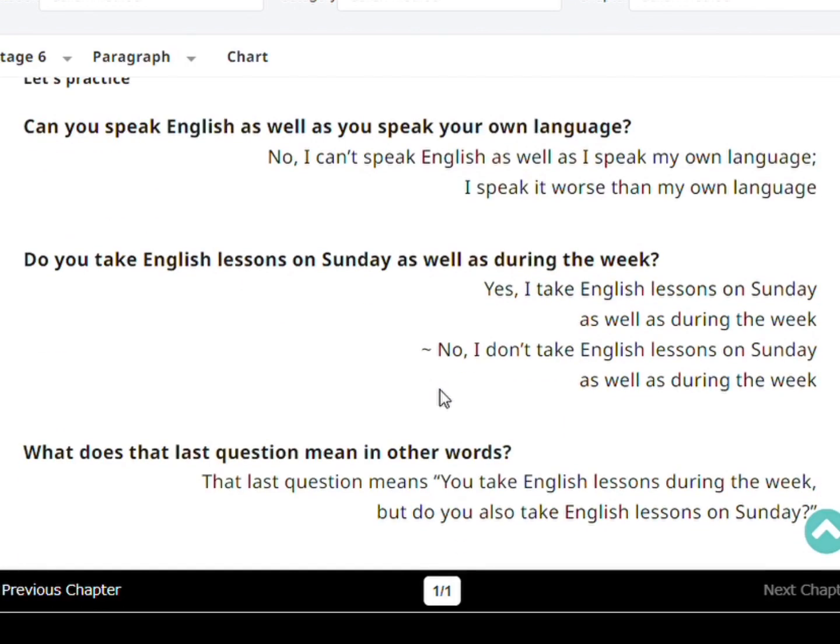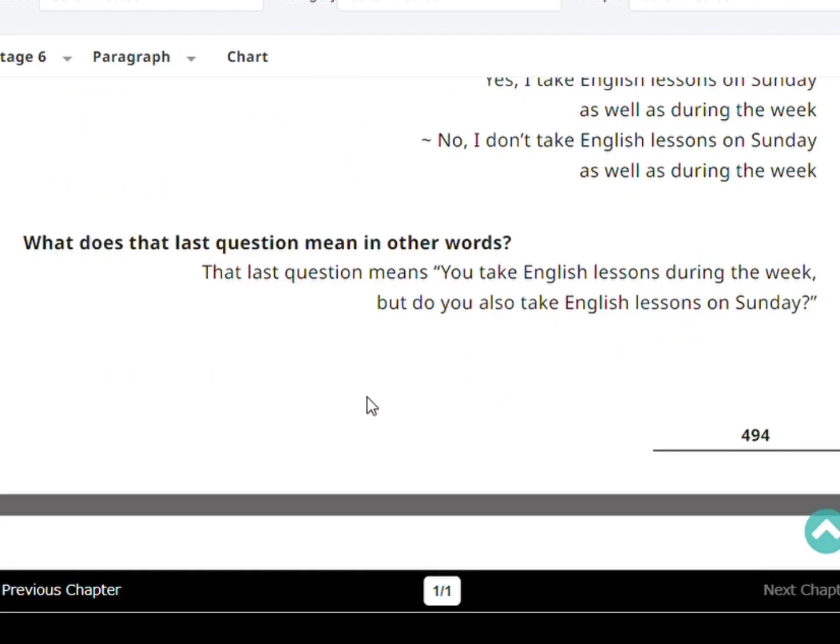Do you take English lessons on Sundays as well as during the week? Yes or no? Yes, I take English lessons on Sunday as well as during the week. Very good.